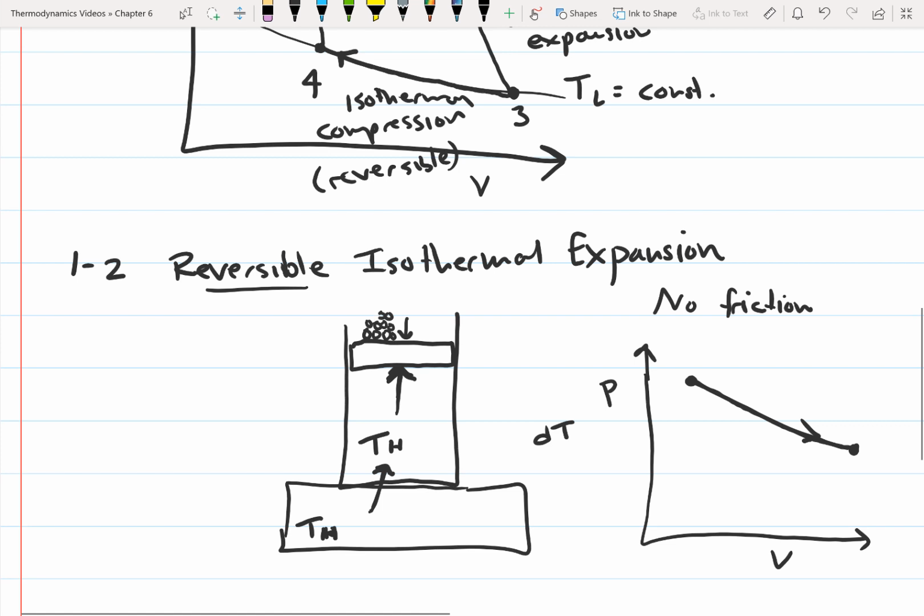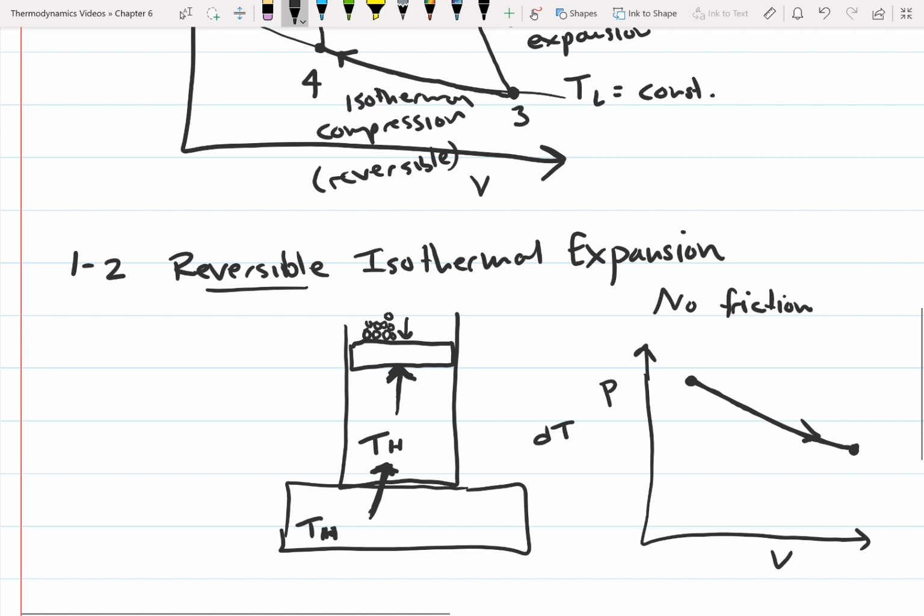So we remove a piece of sand, the gas expands by a tiny amount, the temperature decreases by a tiny amount, and a tiny amount of heat is added to the gas to maintain the temperature. And then we remove another grain of sand. The piston moves up by a tiny amount, the temperature of the gas decreases by a tiny amount, and a tiny amount of heat is added to the gas to maintain the temperature. So this happens infinitely slowly.